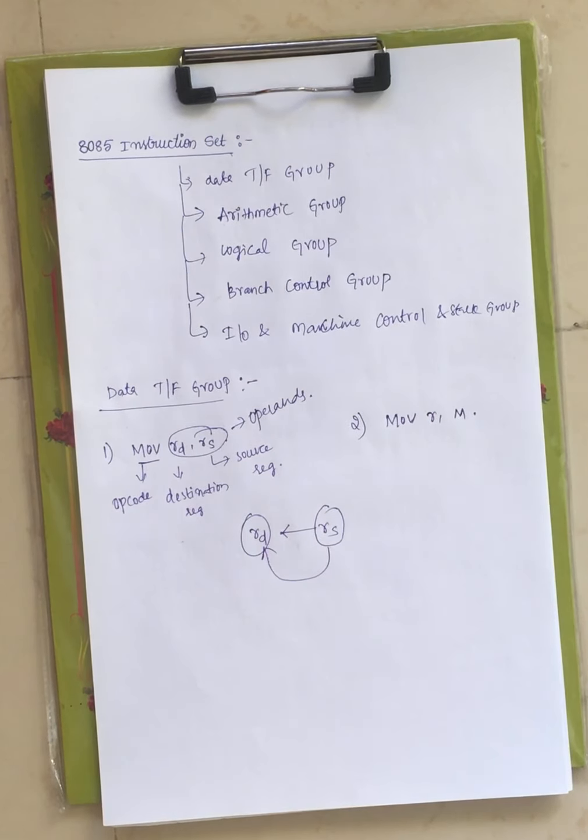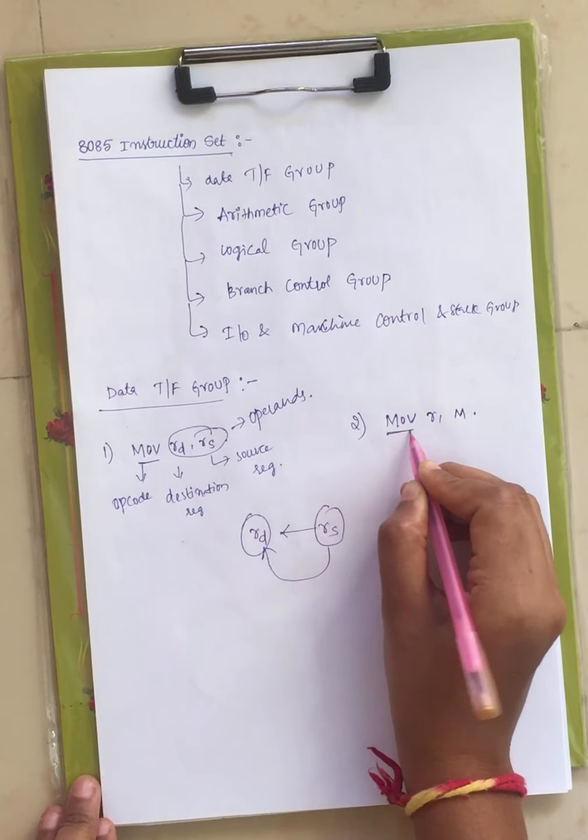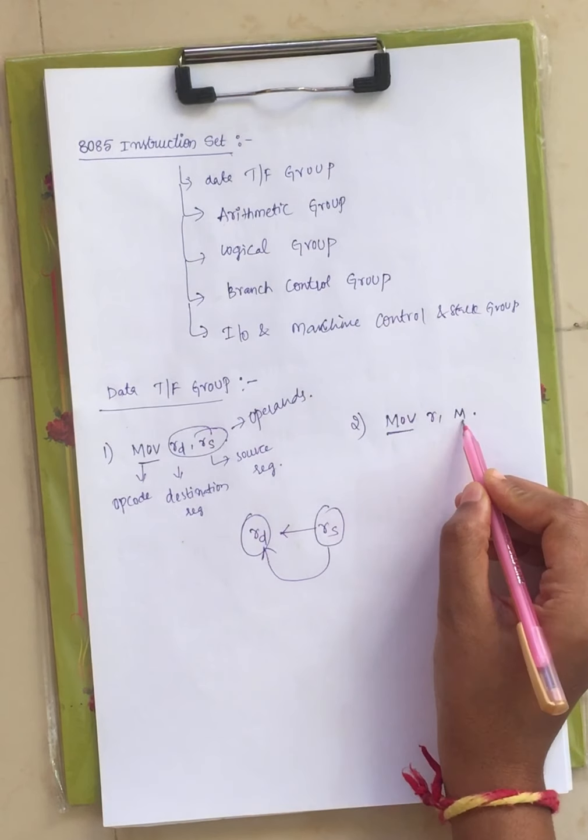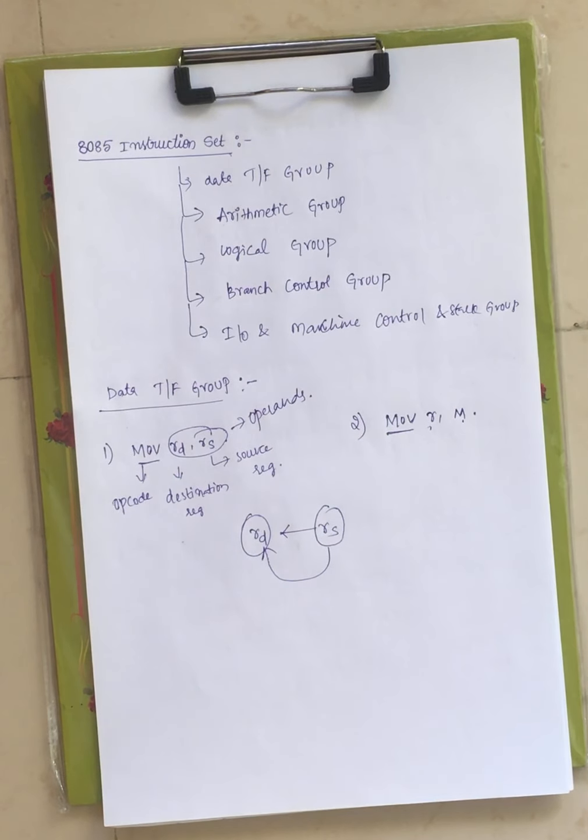Now you have to tell me the meaning of this instruction, right? MOV. What is MOV? MOV is nothing but moving the contents. From where are you moving the contents? From memory location to register, right?